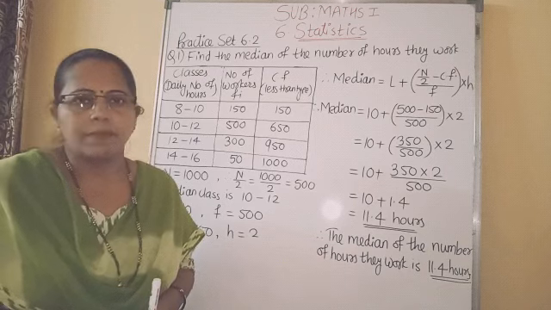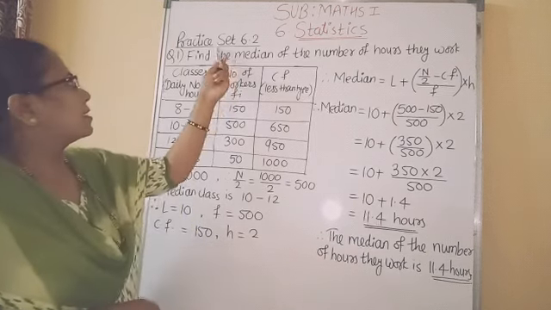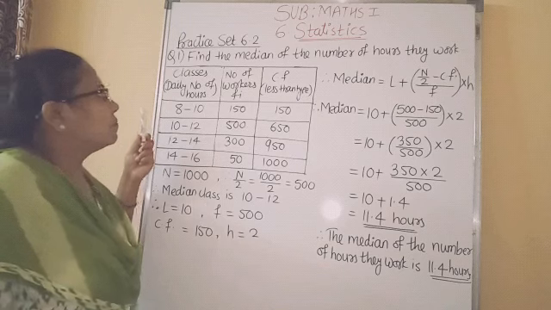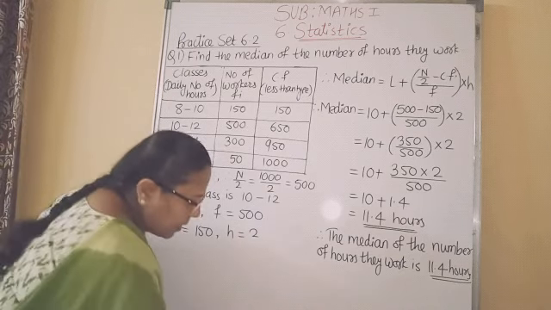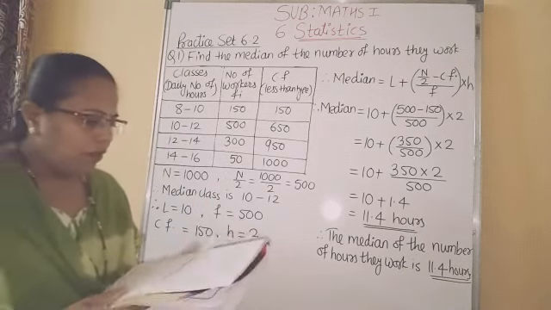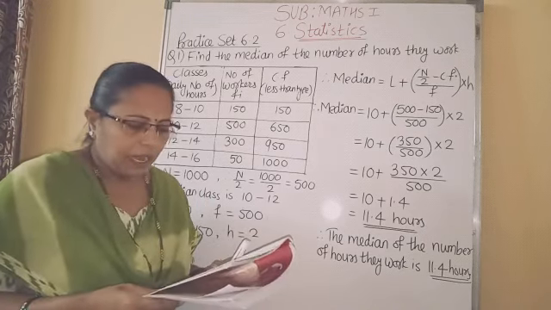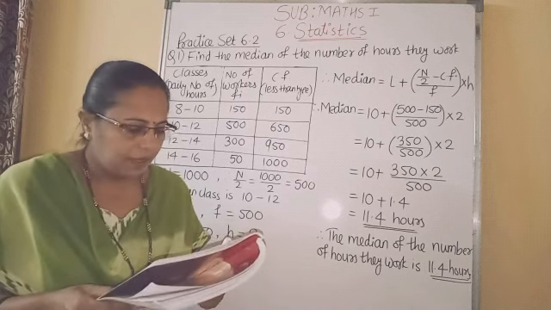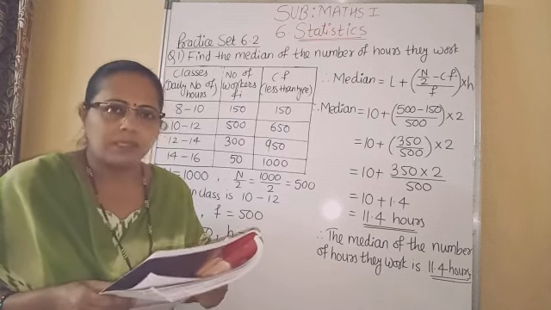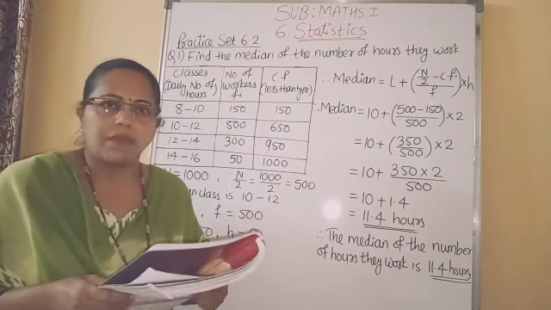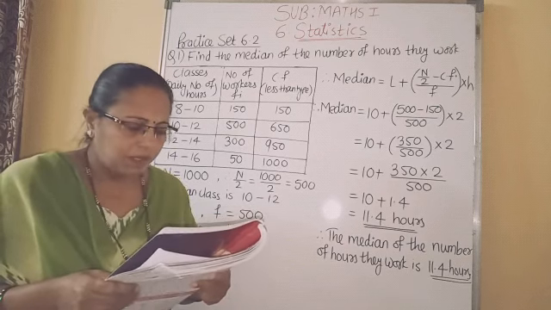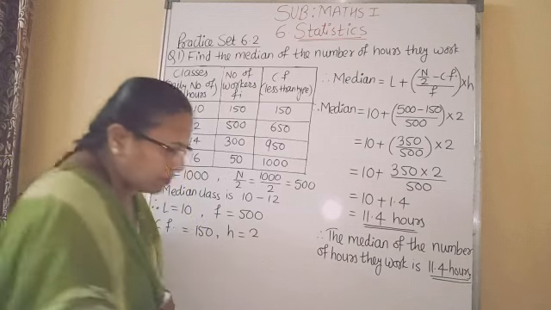We studied through one example how to calculate median for a grouped frequency distribution table. So let us solve some examples from practice set 6.2. Question number 1. The question says: the following table shows the classification of the number of workers and the number of hours they work in a software company. Find the median of the number of hours they work.